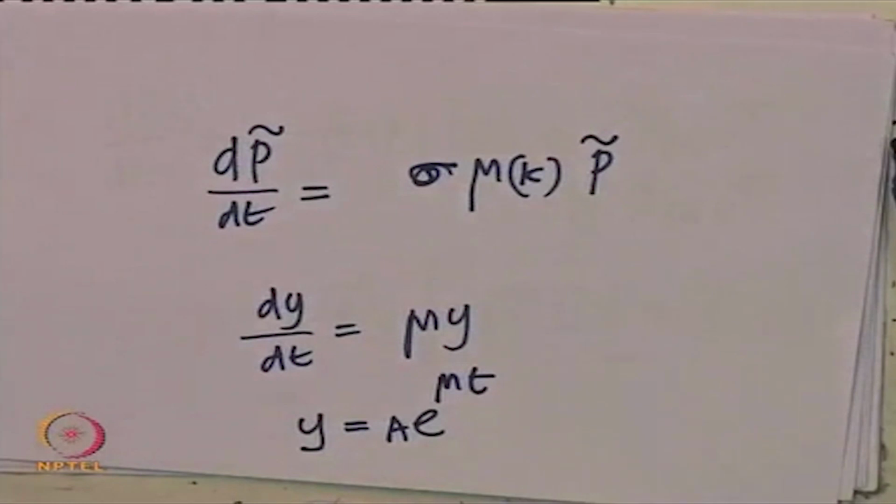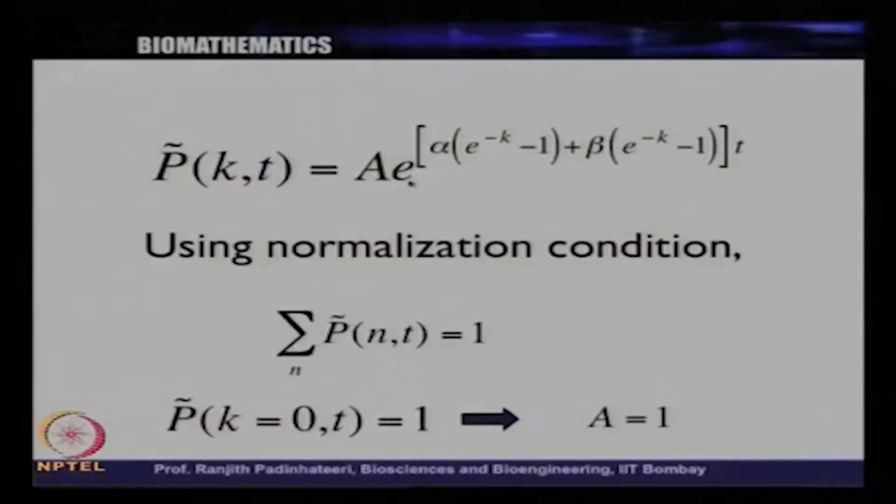So, you could find the solution, which is p tilde of k of t is equal to a e power alpha into e power minus k minus 1 plus beta into e power k minus 1 times t. There is a typing error here; this has to be plus k. So, here it is e power plus k, sorry, here it is e power plus k and here it is e power minus k.